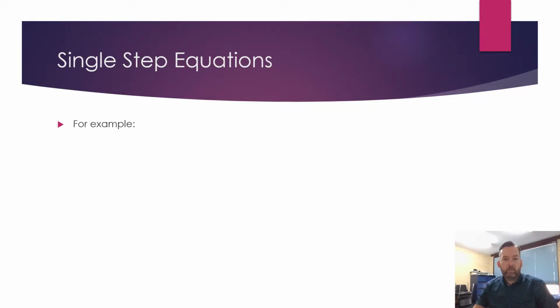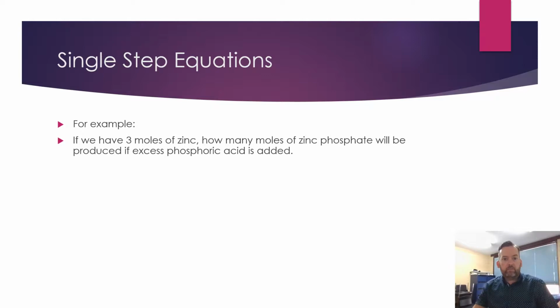So, for example, if we had 3 moles of zinc, how many moles of zinc phosphate would be produced if we used excess phosphoric acid? First of all, we need the equation, and it's going to be correctly balanced with the right coefficients. You can see there's 3 in front of the zinc, 2 in front of the phosphoric acid, a 1 in front of the zinc phosphate, and a 3 in front of the hydrogen gas. What we're concerned with is the zinc and the zinc phosphate. How are they linked together? There's a 1 in front of the zinc phosphate and a 3 in front of the zinc metal itself. So we know it's 3 moles of zinc.